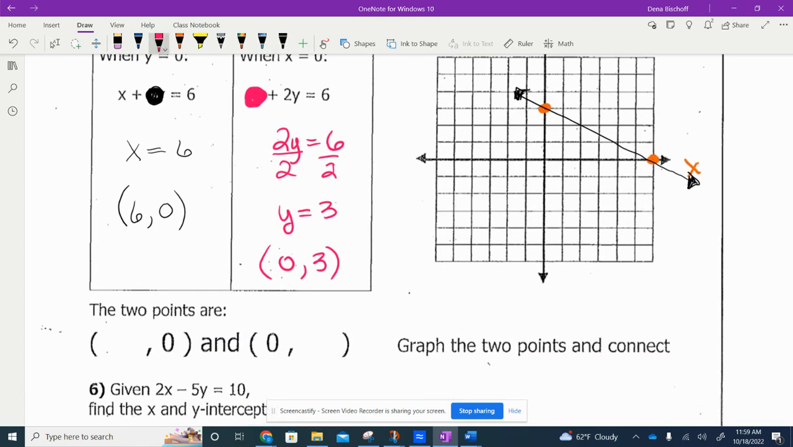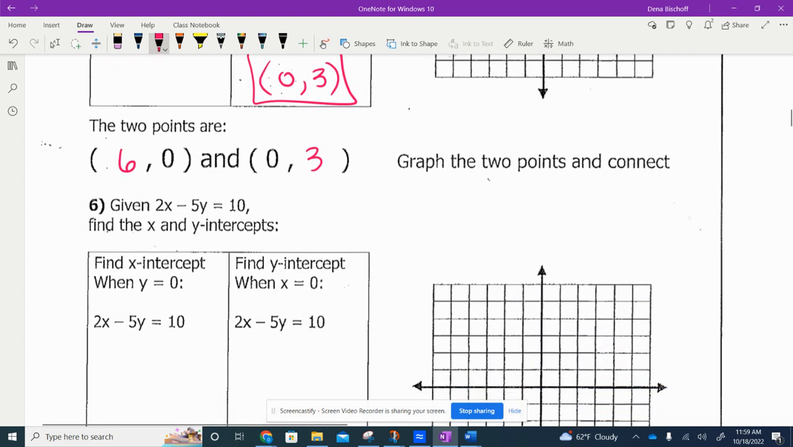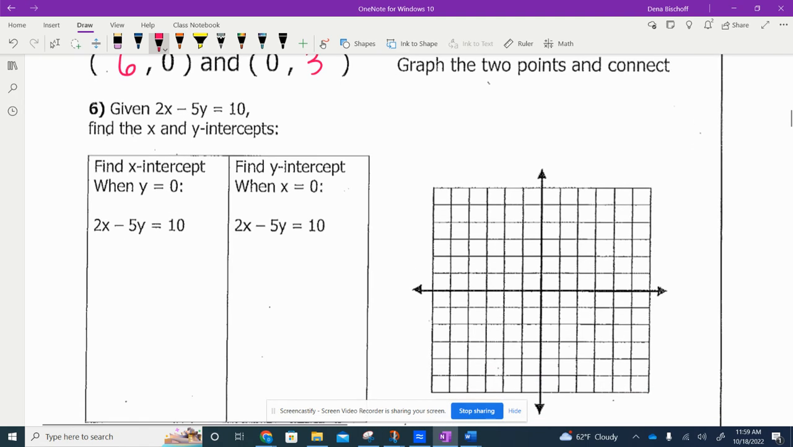Okay. I'm going to write my 2 ordered pairs here just because I wrote them in the box, but I didn't put them in the statement. So the 2 points are 6, 0 and 0, 3. We've already graphed them. So let's do it again. I want to make sure you understand.